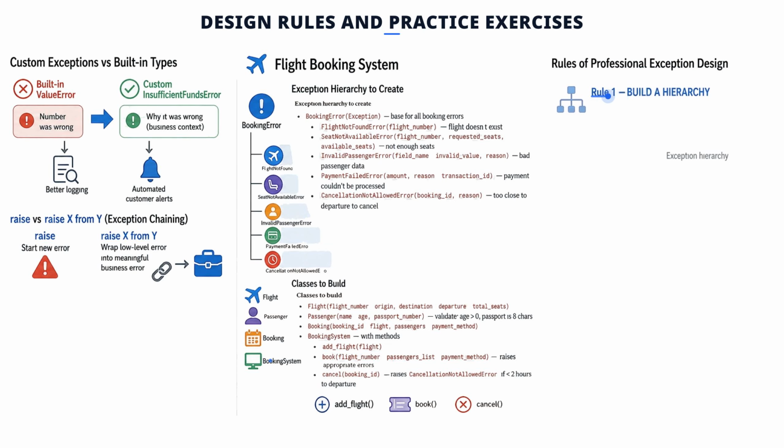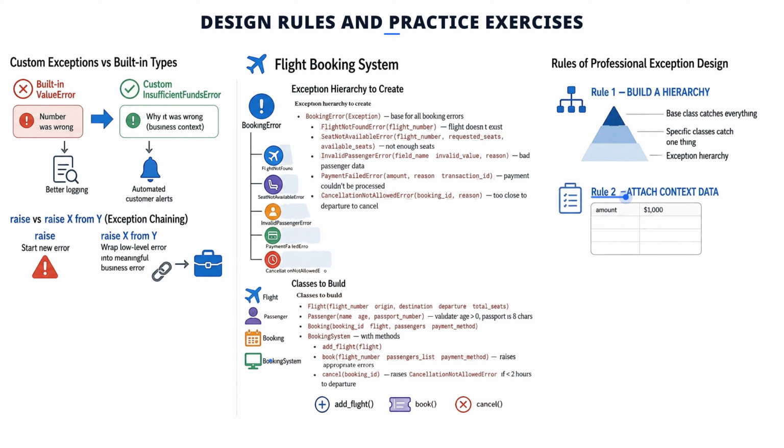First, Rule 1, build a hierarchy. This pyramid structure allows you to catch errors at different levels of specificity, falling back to a base class when needed. Second, Rule 2, attach context data. You should include things like amounts, transaction IDs, and specific reasons directly to the exception object, not just hidden away in a message string.